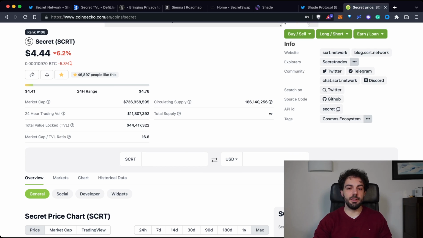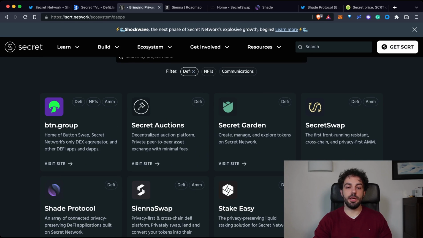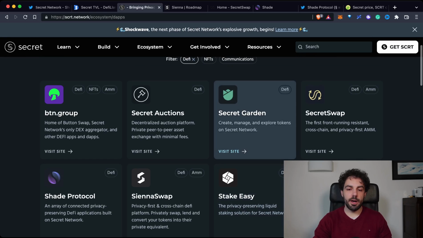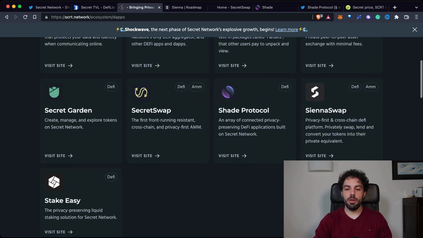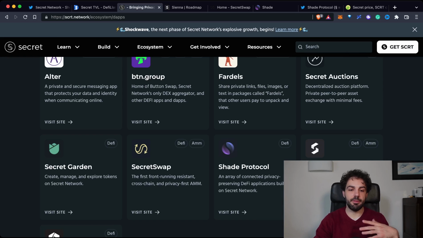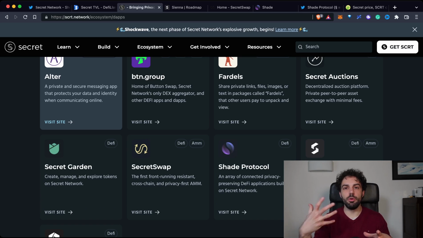At this point, as you can see from the website of Secret Network, there are not so many dApps active. In the moment when we talk about DeFi protocols on Secret Network, we have just 7 of them. And if we try also to increase, for example, we can include communication, you will see that there are just 2 of them more on top of the ones that we have seen about DeFi. It is interesting that, for example, here you have a private and secure messaging app that protects your data and identity when communicating online. So that's another use case that a network that is enabling you, a smart contract that is protecting your data, it is something that can be applied and can be leveraged in order to build this kind of application. In any case, we are just at the beginning.